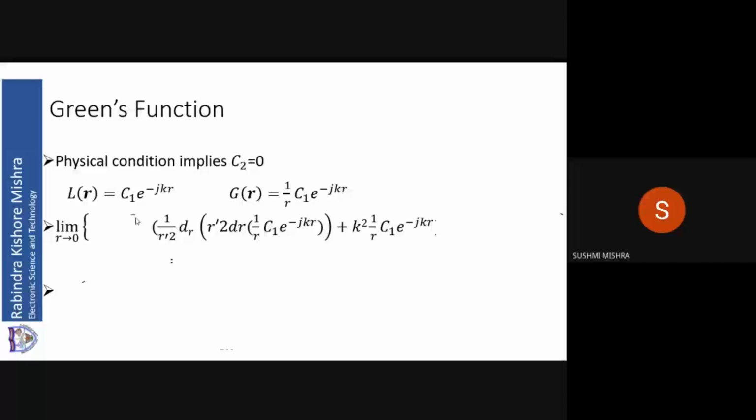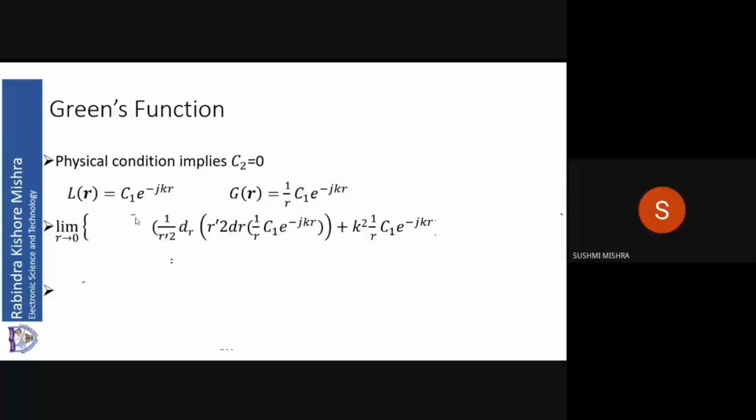Now remember, these all should be r dash. Some r are there; those should all be r dash. For the time being, let us take r dash equal to r, and finally we will consider r equal to r dash. Why? The reason is r dash is the location of the source, and r is the location of the observation point. Okay, now in this case, this is my differential equation.